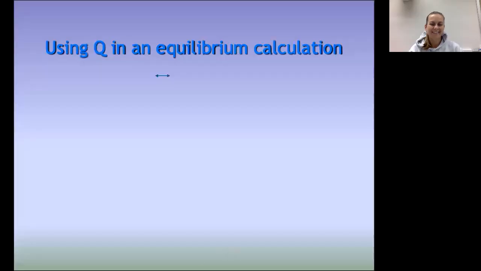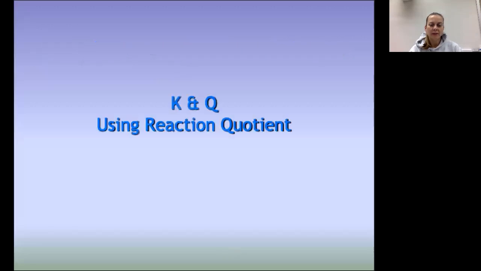Okay, so we're back to talk about equilibrium just a little bit more. And today we're talking about applications of Q, or the reaction quotient. So let's jump right into our PowerPoint. There we go. And we're going to, as I said, talk about applications of the reaction quotient, or Q.